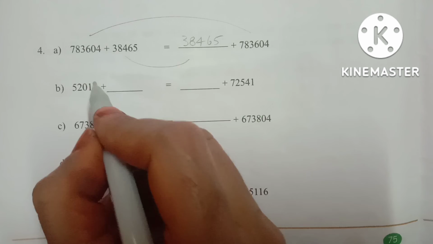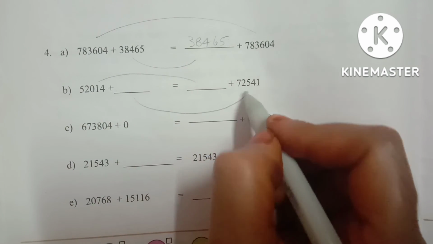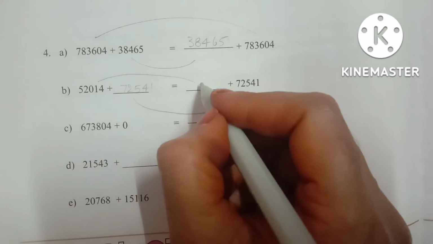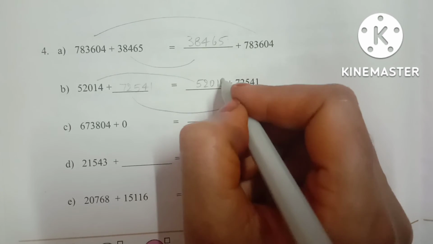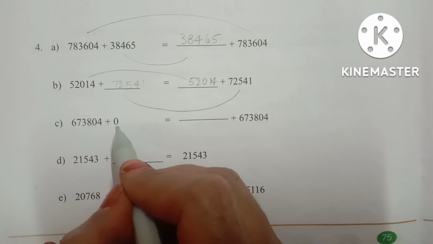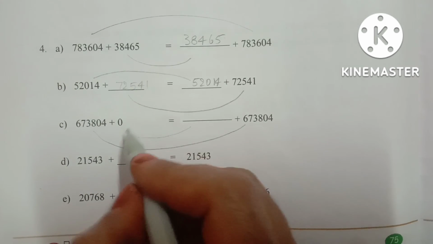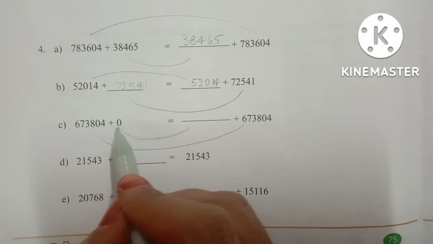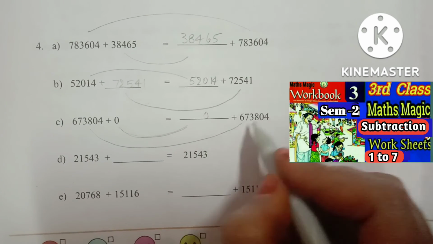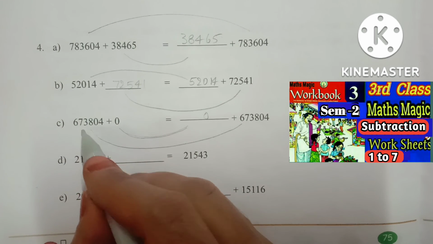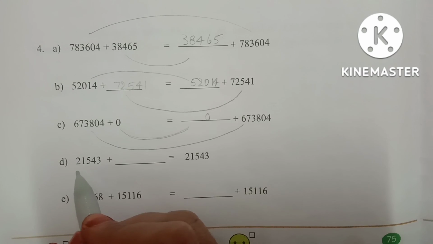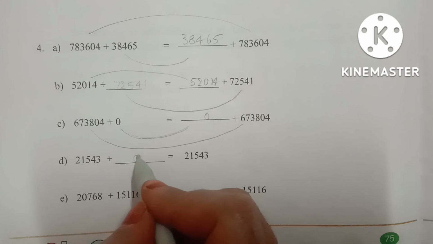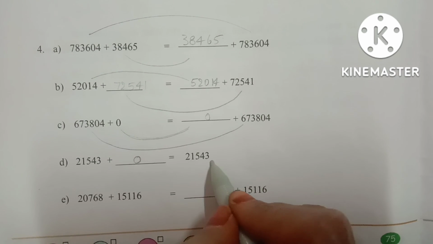Next, here. So here we have to write 72,541 and here we have to write 52,014. Next, C. 6,73,804 plus 0. Here we have to write 0. Here 6,73,804. 21,543 plus 0, then we get 21,543.